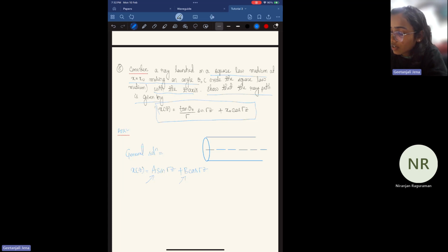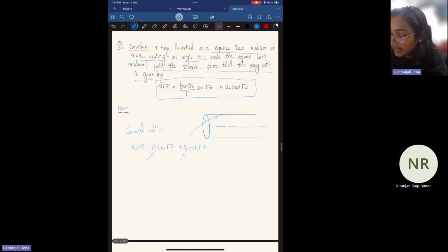So here you can see we are launching a ray at x equal to x0. So that means at z equal to 0, we have x as x0. If you put z equal to 0 here, we get b cos 0, which is 1, so b is x0. That means x(z) is now a sin(gamma z) plus x0 cos(gamma z).